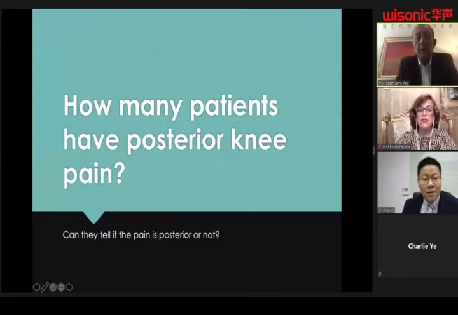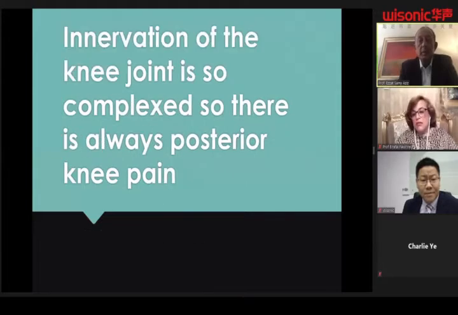So, how many patients would have posterior knee pain? This is very important. When you give adductor canal block, as I said, this is not enough. You need to have posterior analgesia as well. As I said, innervation of the knee joint is so complex, so there is always posterior knee pain.